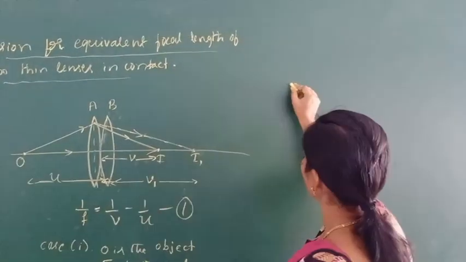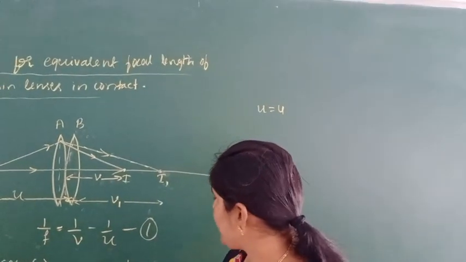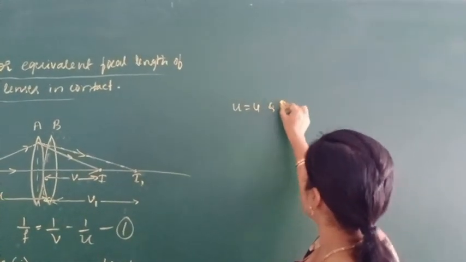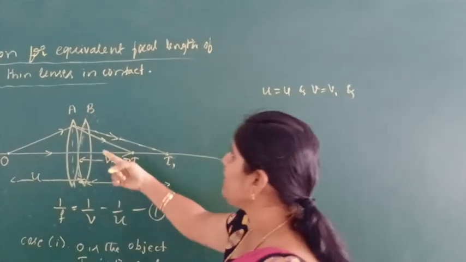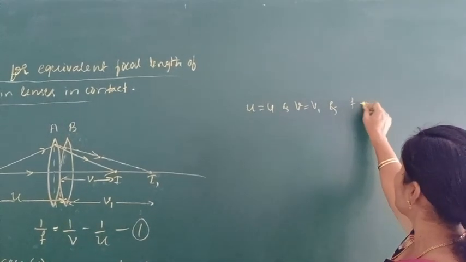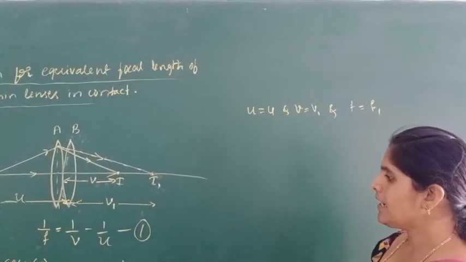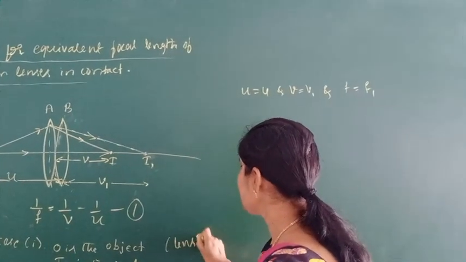So in case 1, object distance U is equal to U and image distance V is equal to V1, and focal length F is equal to F1. For A, F is equal to F1. This is for lens A.